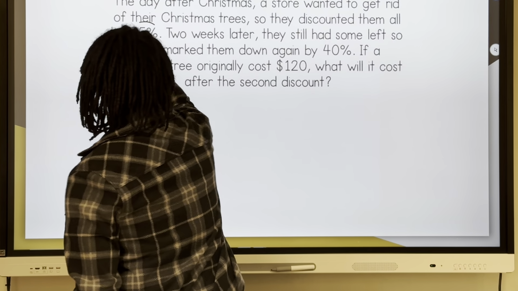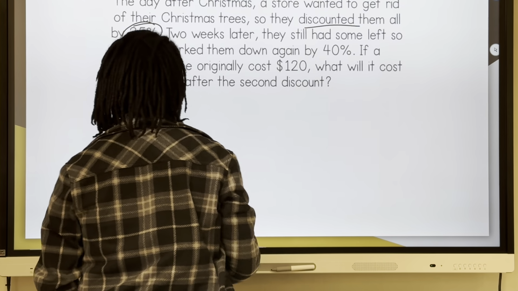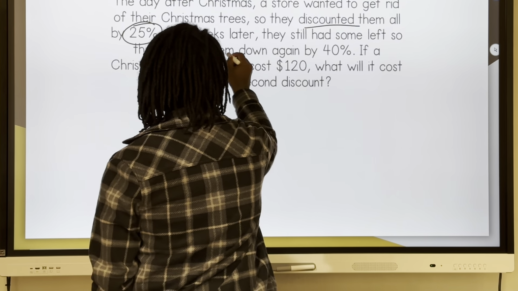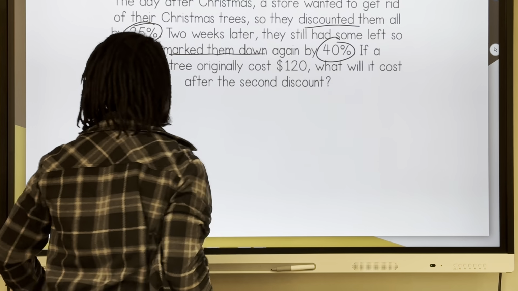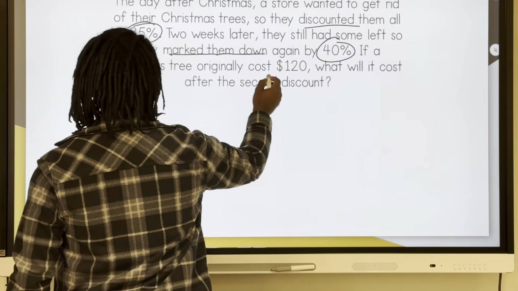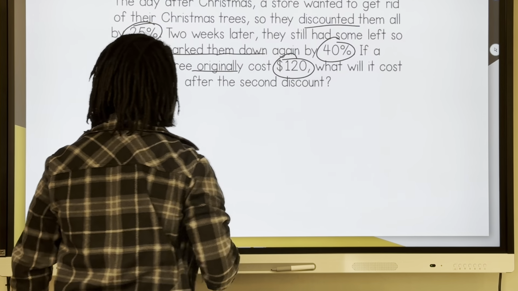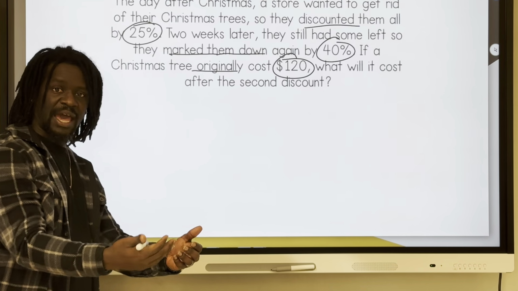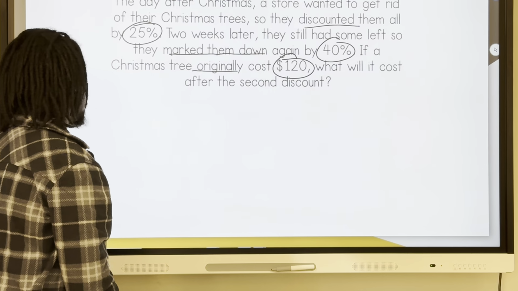Okay, so we have a 25% discount. Then they mark them down again, 40%. So that is 2 discounts, okay? And then the original cost was $120. What is the price after the second discount, okay?